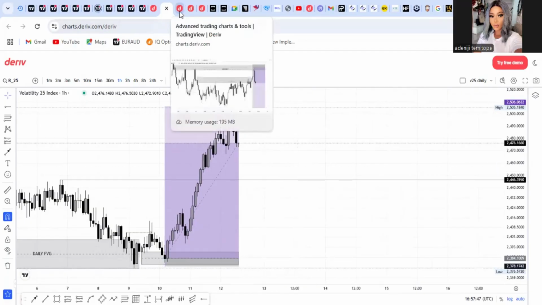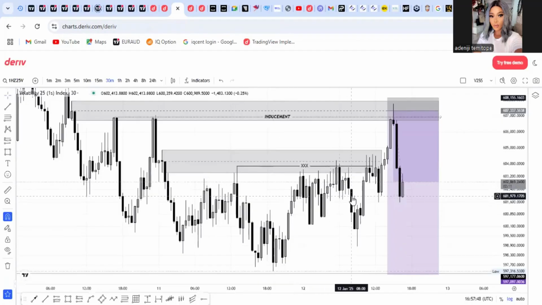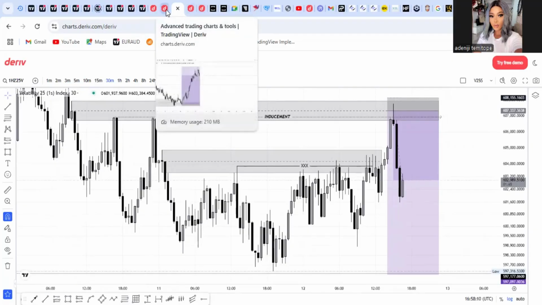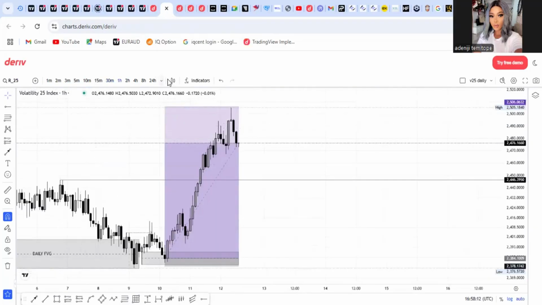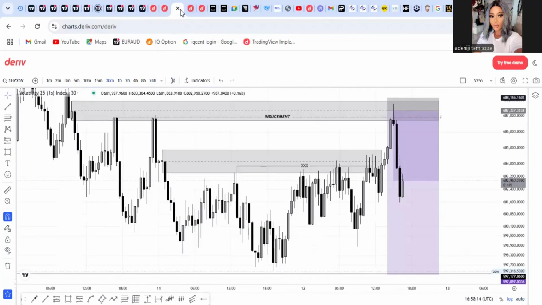I also have this as well. This is another of my entry patterns. You can see we have our inducement, we have all of this level. I'm going to be explaining this in another class, not in this class. I'm going to make a video explaining how I got this entry, and this is also Derive. This is V25 1S. This is also Derive. This is V25. All of these entry patterns are so seamless, and you see them multiple times.